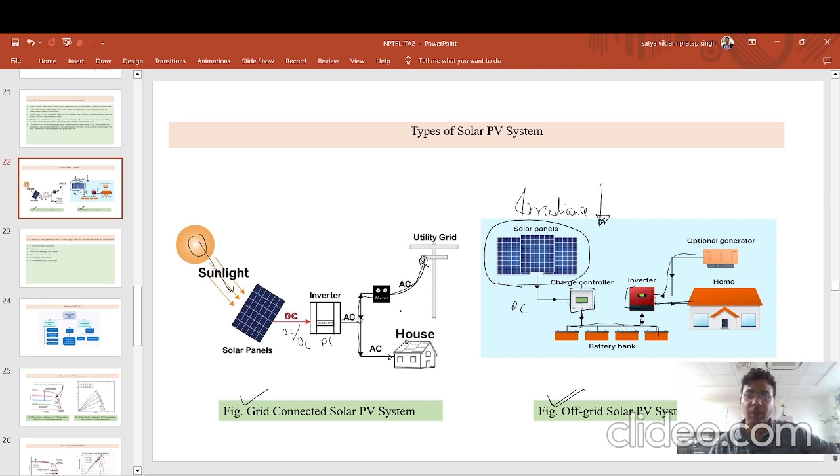So what is the main difference between them? First is the electricity utility grid. The grid-connected system is connected to the utility grid, but the off-grid is not. And second is the charge controller. What is the use of the charge controller? It distributes energy to maintain the battery bank voltage at a constant level. That is also needed, no? If you are connecting DC voltage battery banks, the voltage level of that battery bank should be maintained by distributing an equal amount of energy between them. That is the main basic concept.